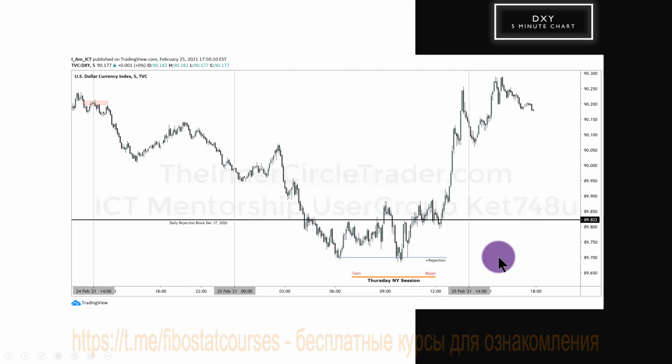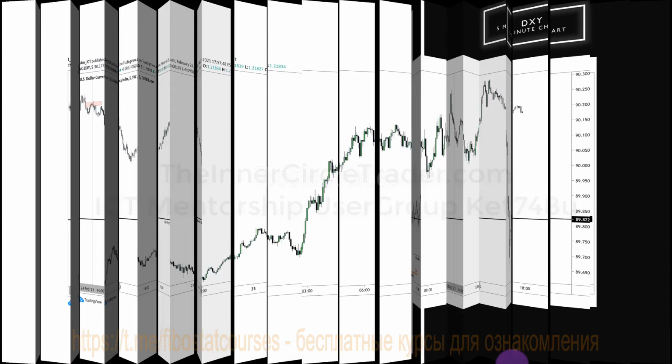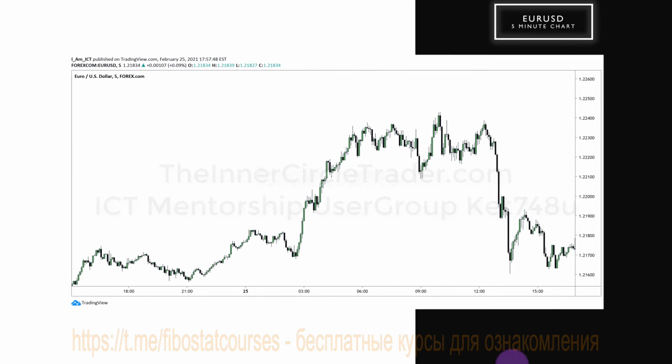All right, so let's go over to the next pair, and that is the euro dollar. And this is the 5-minute chart. So if you have your chart look like this and then study it and come up with your own annotations, I'm going to show mine.